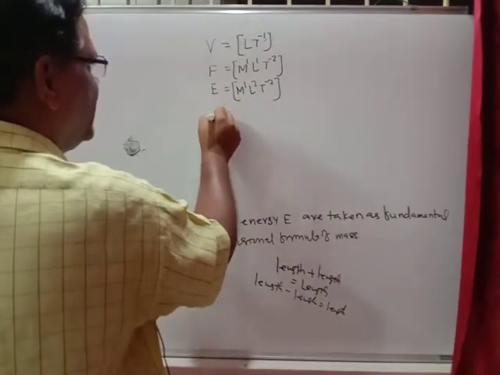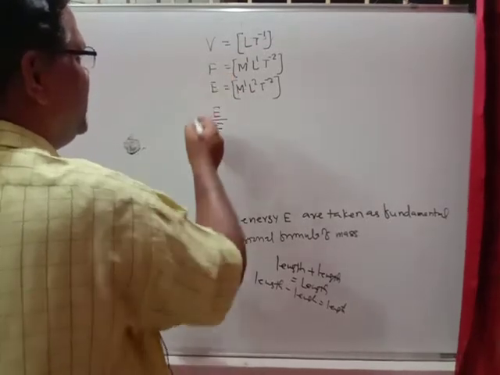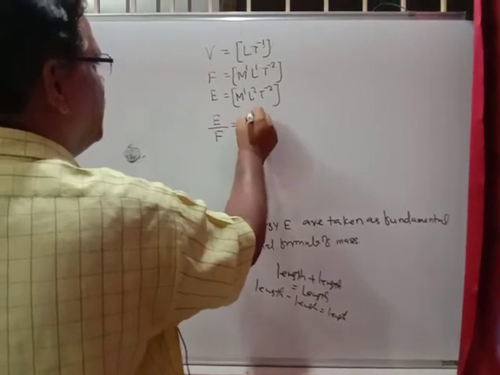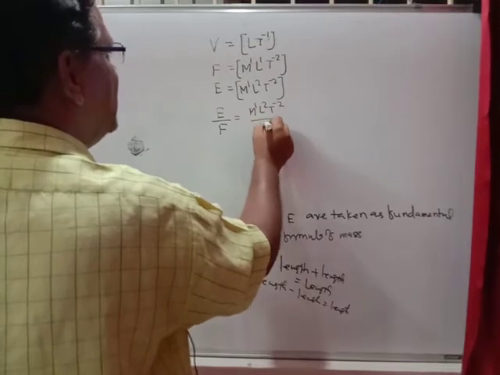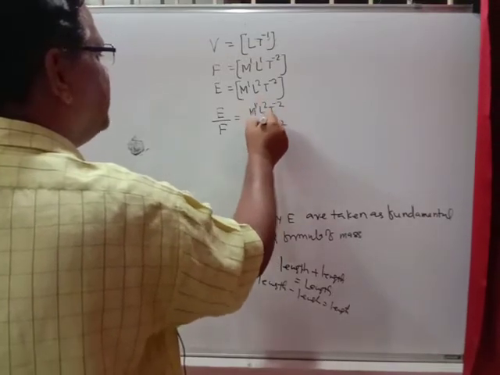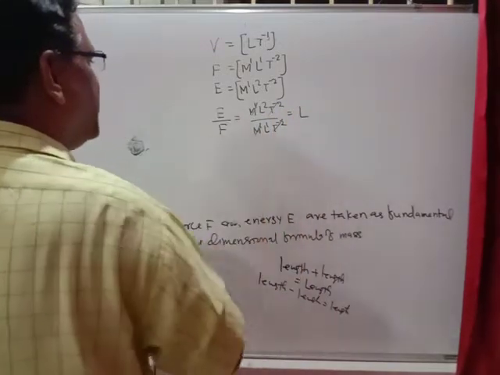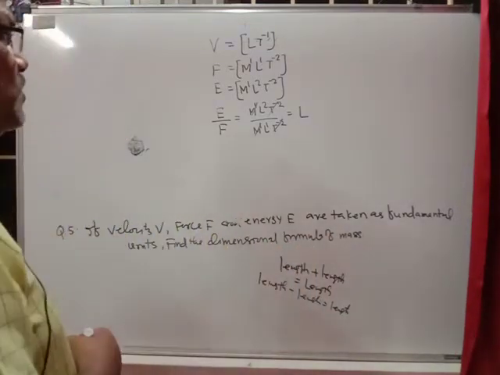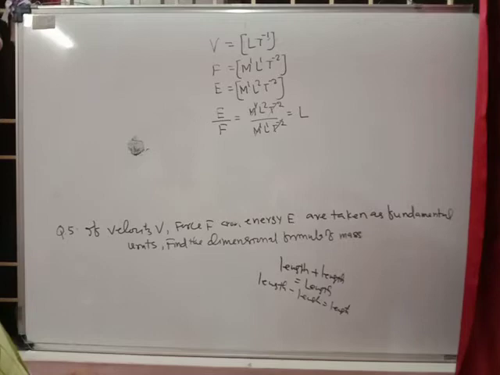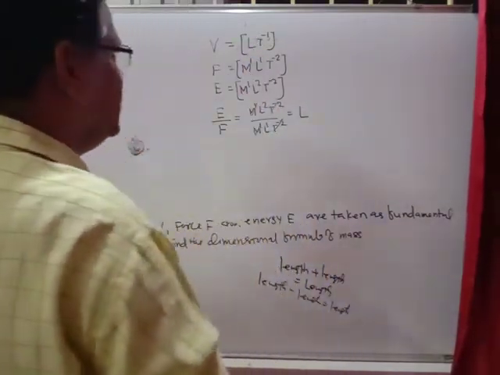Suppose you divide E by F. We get M^1 L^2 T^-2 upon M^1 L^1 T^-2. So M cancels, T cancels, and the remaining is L. We are getting L equal to E by F. But our question is asking for mass, so how can we find the mass? If you put the value of L here, we can get the value of T.